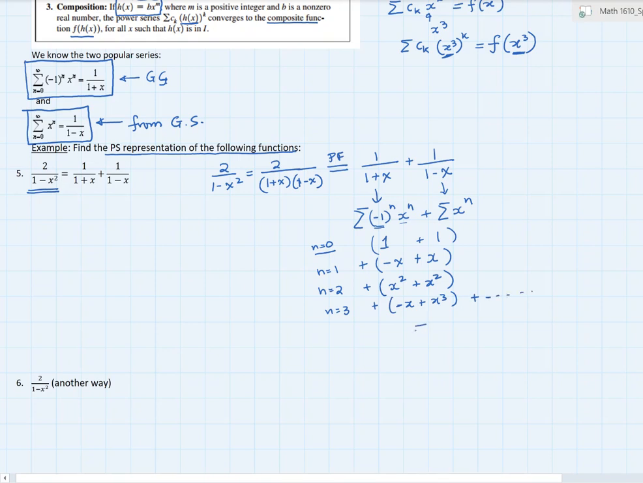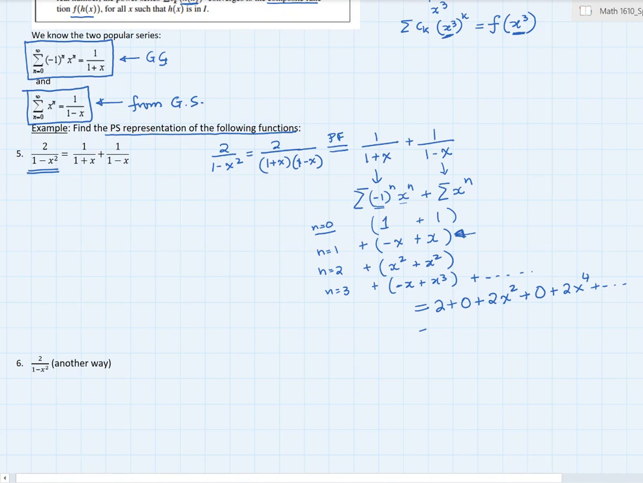So clearly there's a pattern. The first one I get 1 plus 1 is 2. Then this cancels each other, so the odd power, minus x and x, go away. And then the next one is plus 0 plus 2x squared plus 0 plus 2x to the power 4, and so on.